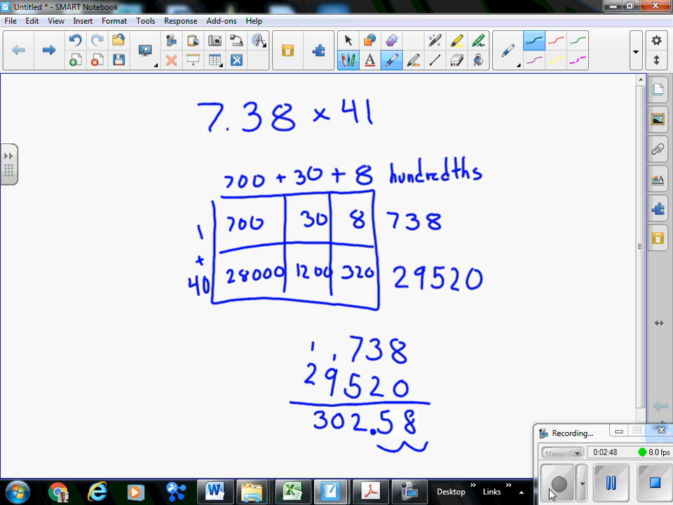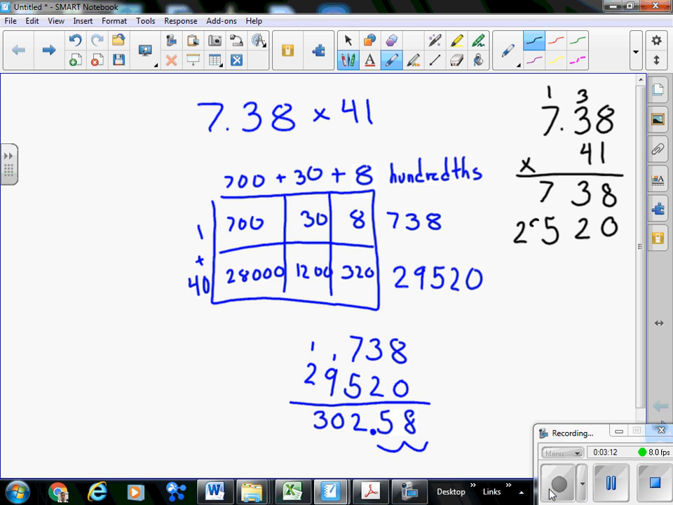Okay, now we're going to do standard algorithm. We got 7 and 38 hundredths times 41. 1 times 8 is 8. 1 times 3 is 3. 1 times 7 is 7. Add a 0. 4 times 8 is 32. 4 times 3 is 12, plus 3 is 15. 4 times 7 is 28, plus 1 is 29. We're going to check it. 738 and 738 matches. 29520, 29520 matches.